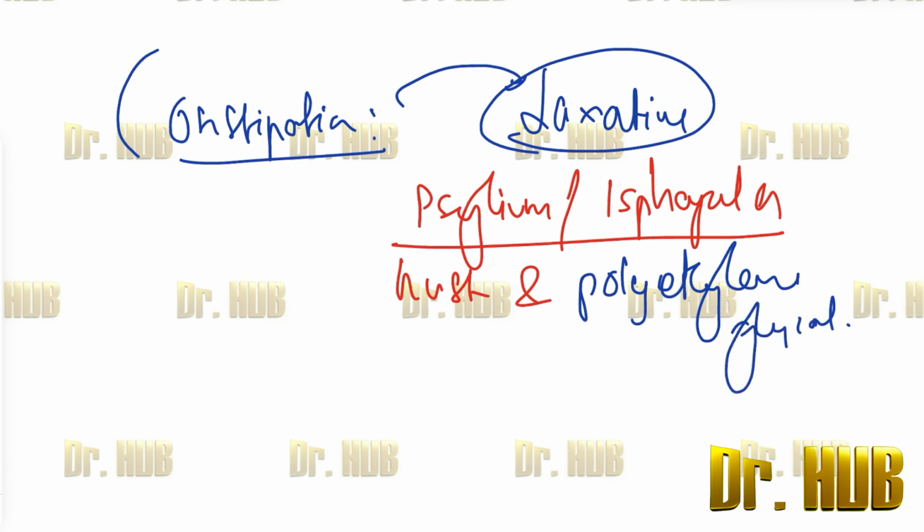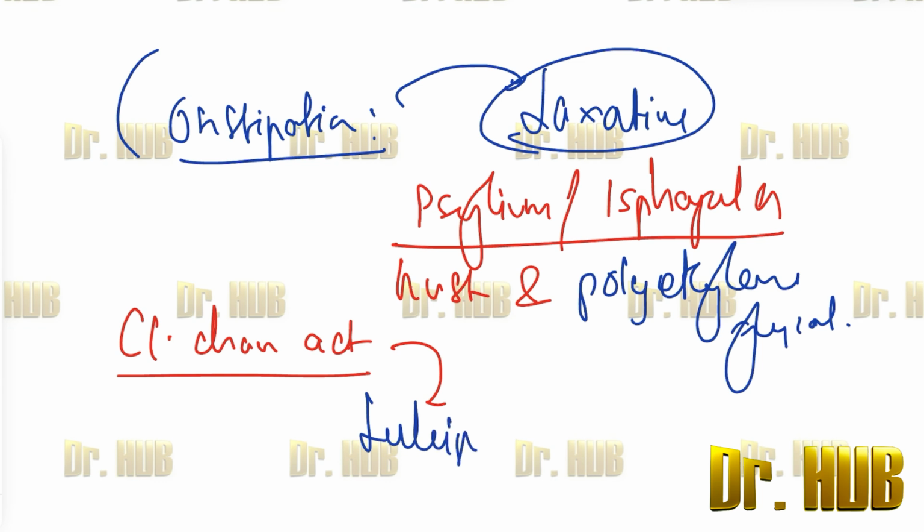Next, we also have the chloride channel activator. This chloride channel activator includes lubiprostone.